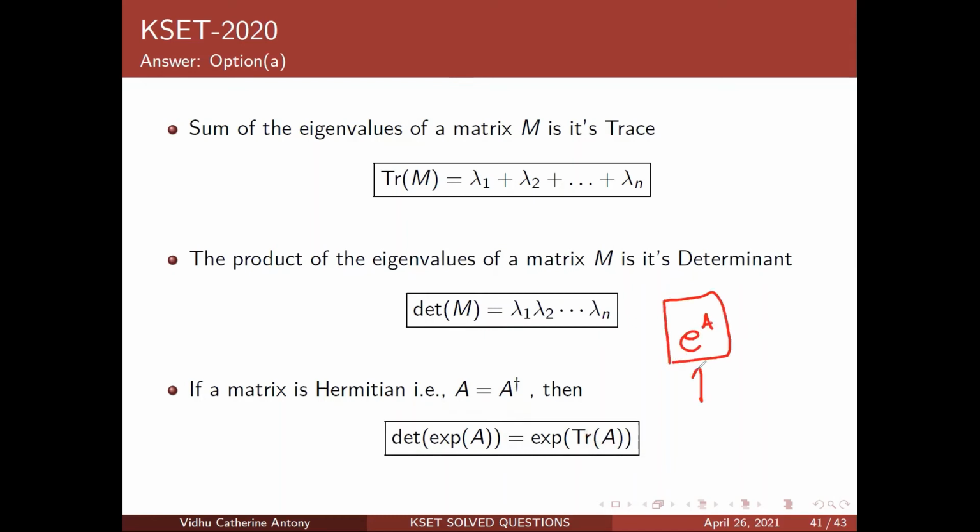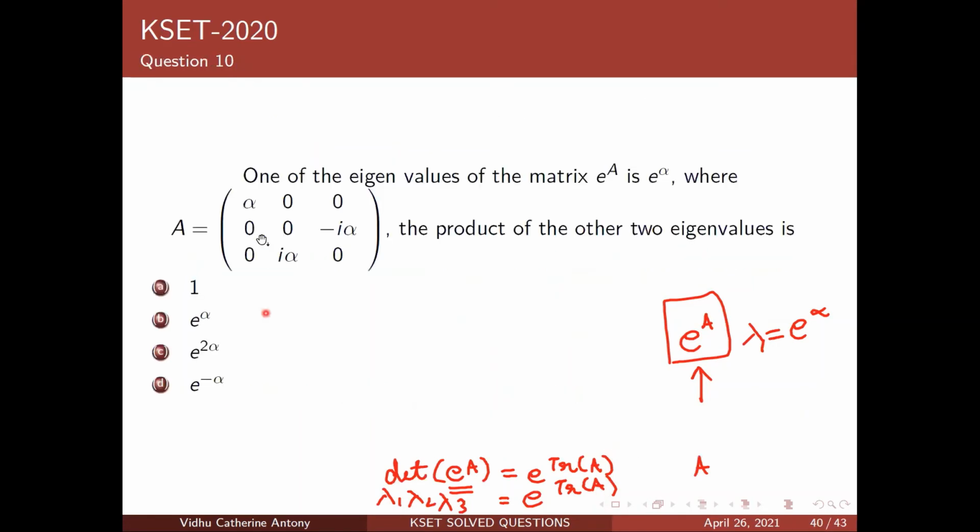Now what was told is that you had e power A, whose eigenvalue was e power alpha. Determinant of exponential of A is equal to exponential of trace of A. So determinant of e power A, which is basically lambda 1, lambda 2, lambda 3, out of which lambda 1 is given to you, is equal to e to the power of trace of A. All you have to do is look at the trace of A. What is the trace of A? Alpha plus 0 plus 0, so trace of A is alpha.